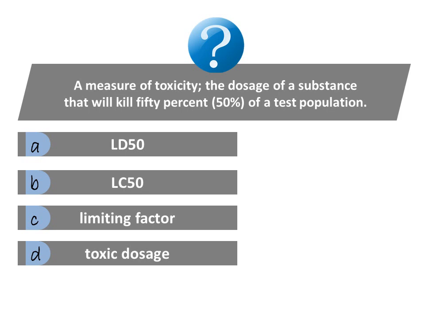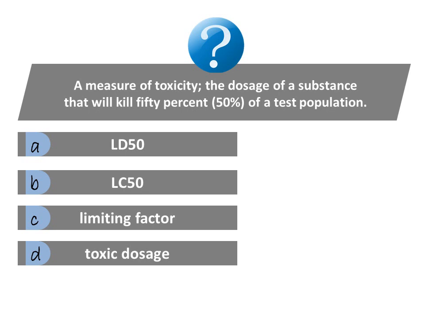Next, a measure of toxicity, the dosage of a substance that will kill 50% of a test population. A. LD50, B. LC50, C. Limiting factor, or D. Toxic dosage. So, a measure of toxicity. So, ito yung dosage, gaano karami ng substance na yon ang ginamit para patayin yung 50% ng test population.